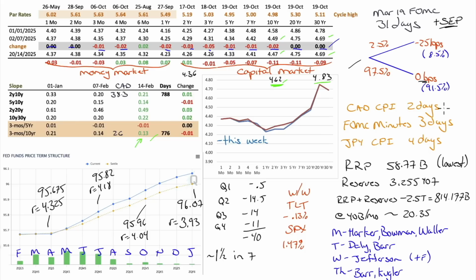Canadian CPI, we get in 2 days. FOMC minutes, we get in 3 days. And being that they made no move last time, I'm interested in seeing what they say about the balance sheet, because when we look at the reverse repo down here, I think this is going to become a big lead story.